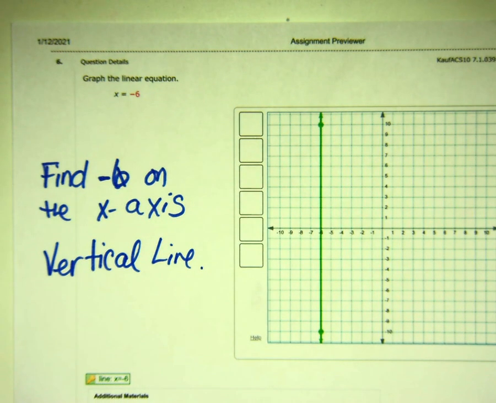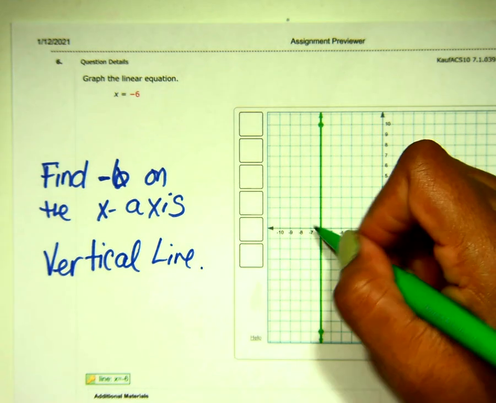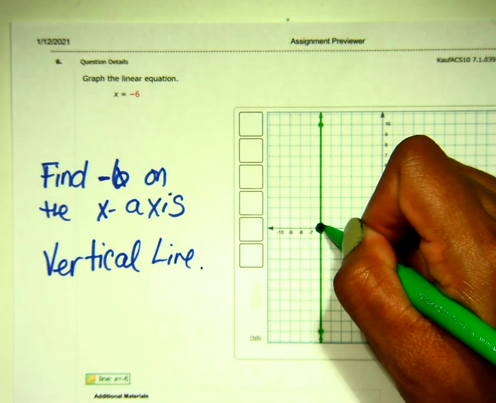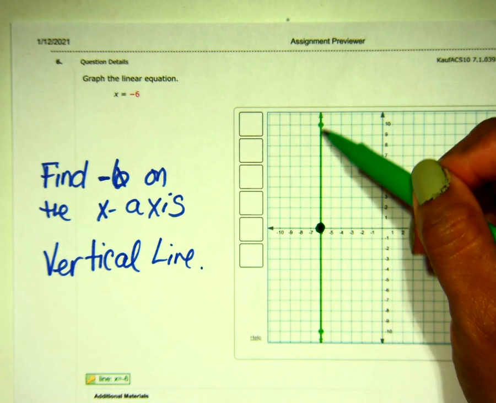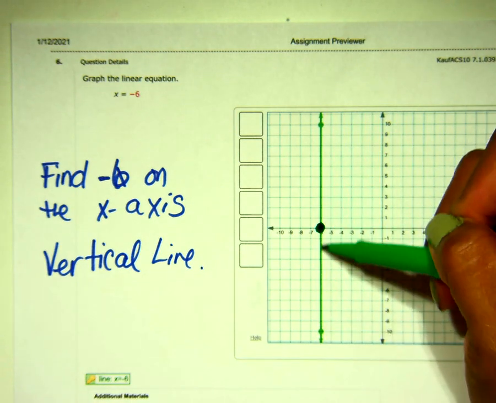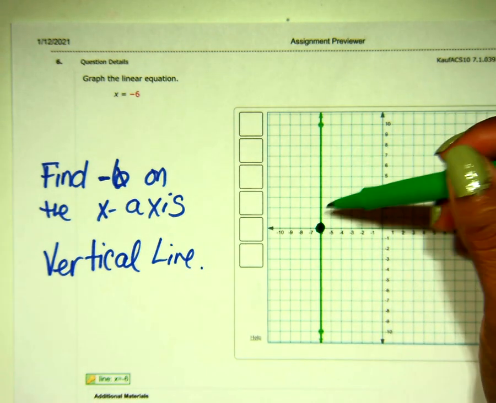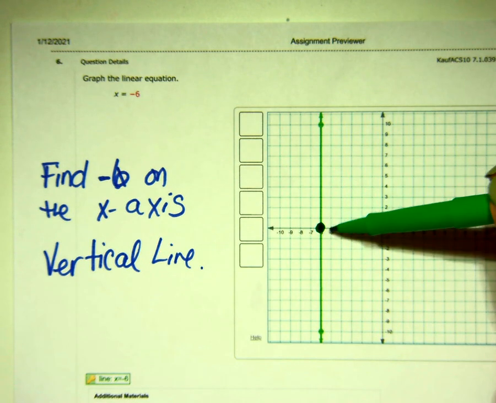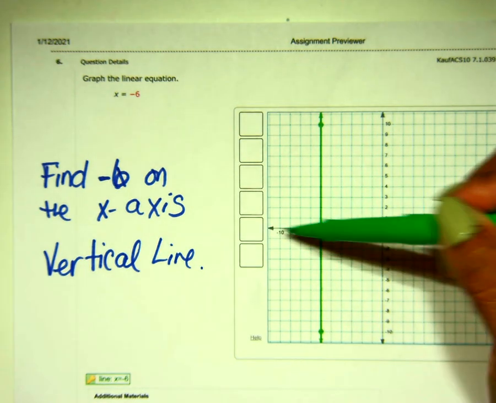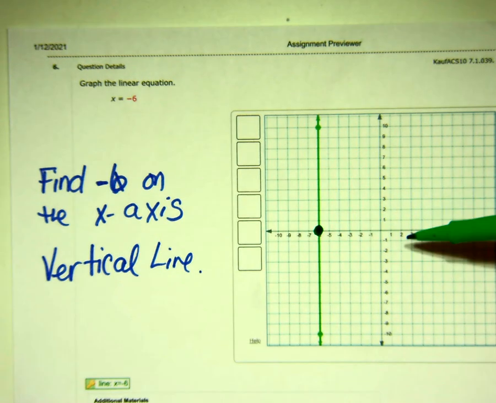Given to you, you have the equation x equals -6. So let's find -6 on the x-axis. So here it goes right here. I'm going to plot it. Then I'm going to draw a vertical line going straight through the -6. The reason why it's vertical is that no matter where you go up and down, it's still at -6 on the x-axis. However, if you drew it horizontal, it wouldn't be going through anything. It would just be on the x-axis.